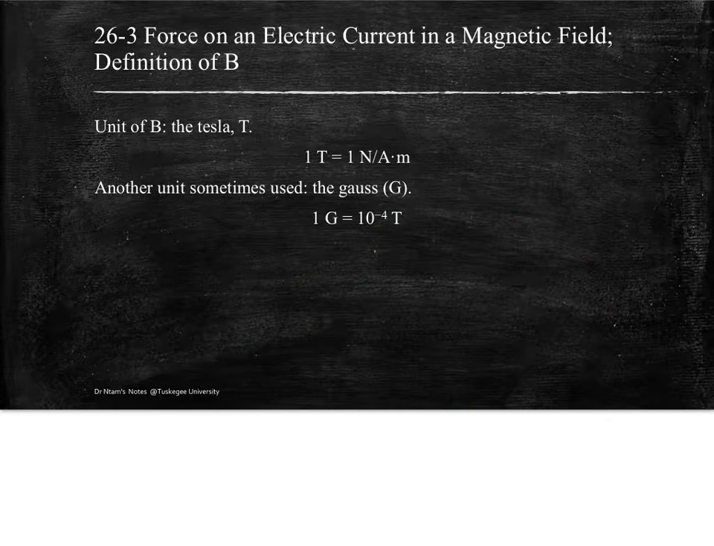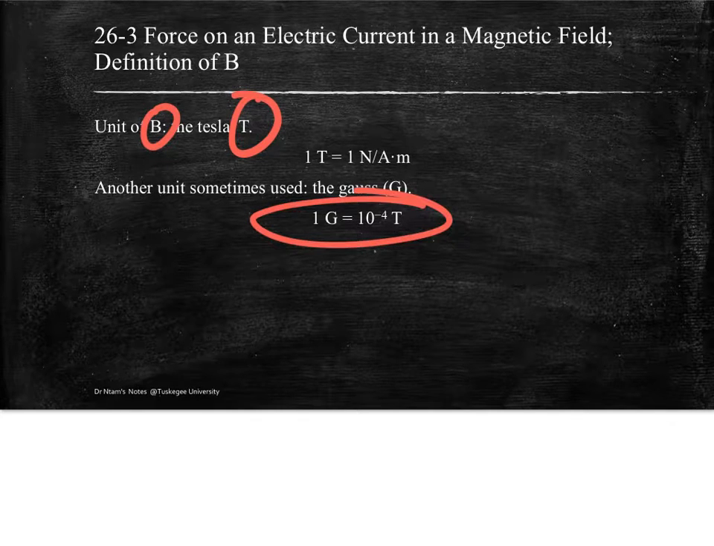The unit of magnetic field represented by the B is the Tesla, and the symbol is T. 1 Tesla equals 1 Newton per ampere meter. Another commonly used unit for the magnetic field is the Gauss, and 1 Gauss is equal to 10 to the minus 4 Teslas.